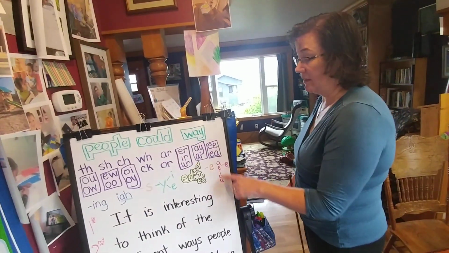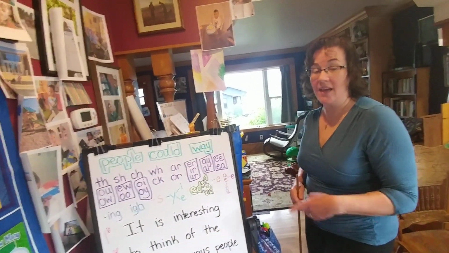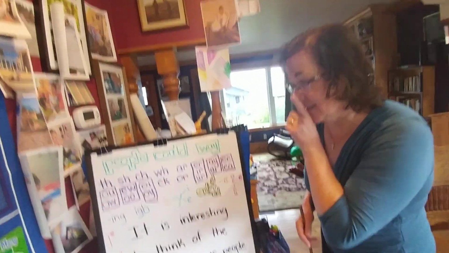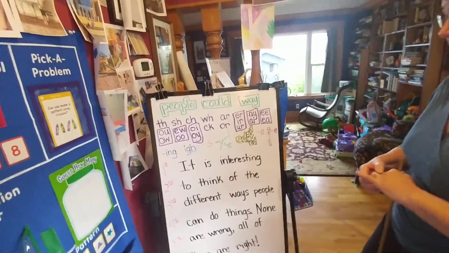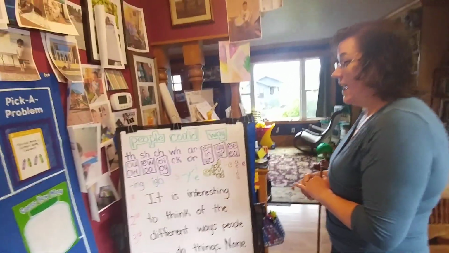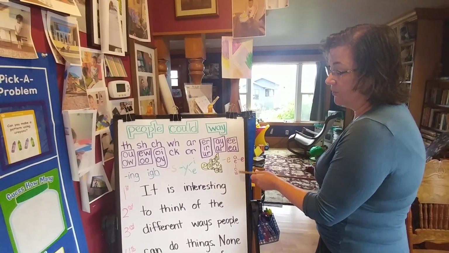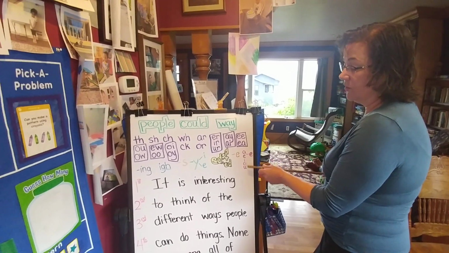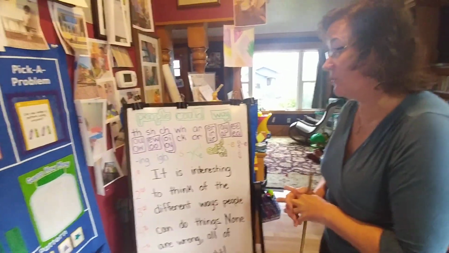But a silent E makes the middle vowel say its name. Say my name, and the E is silent. All right, good readers, read the parts to read the words. Let's do the vowels. A, E, I, O, U. These are the vowels of the alphabet. Good readers, read the parts to read the words.